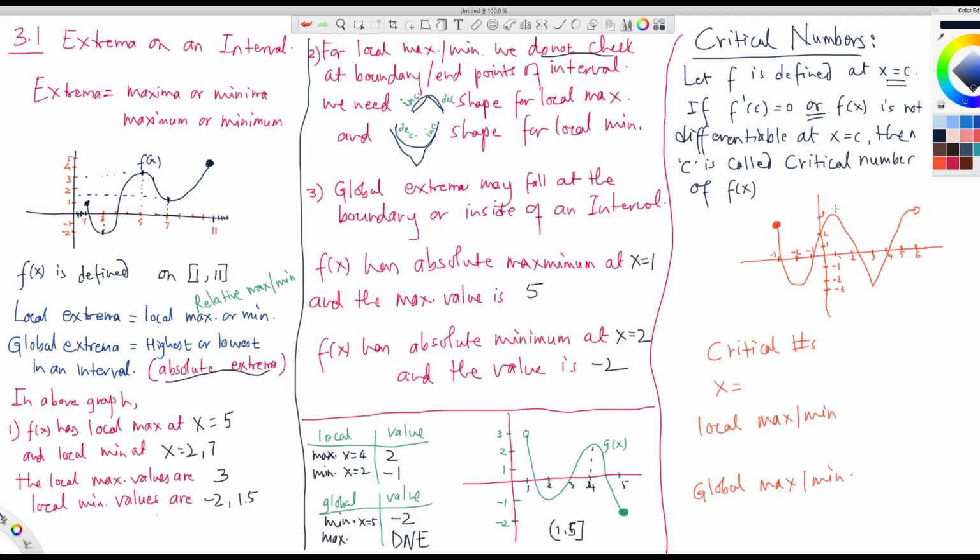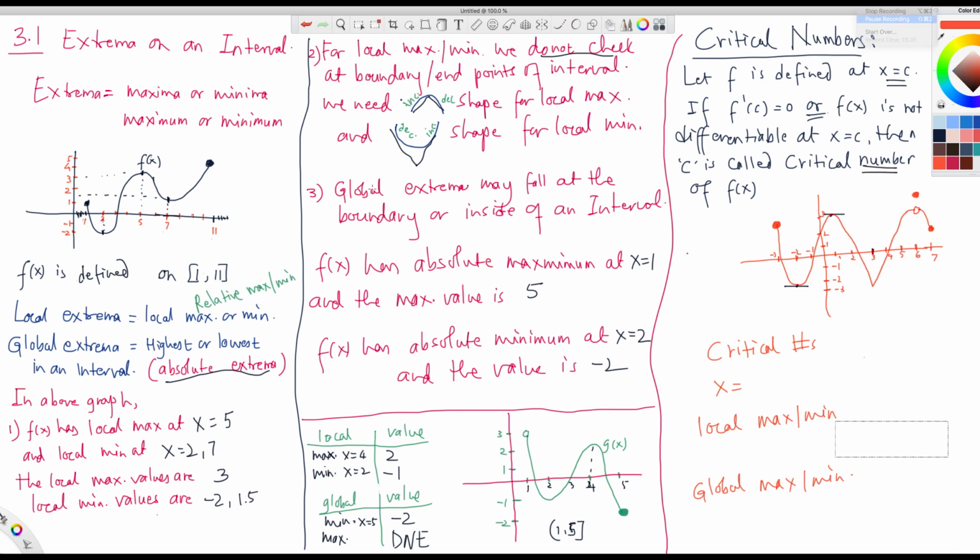Slope is 0 means, for example, in this case, the tangent is parallel to the x-axis, right? In this case, the tangent is parallel to the x-axis. So if f prime of c is 0, or f is not differentiable at x equals c. Look at this. f is not differentiable at x equals 3. Why? Because there is a sharp corner. The function is continuous at x equals 3 because there is no break, but it is not differentiable. If a function has a sharp corner at a point, then it is not differentiable at that point.